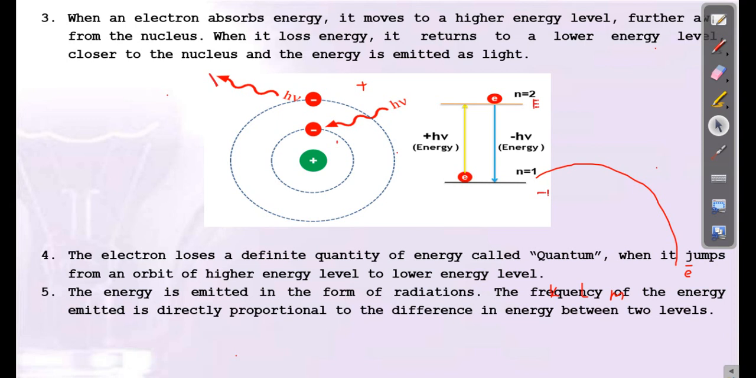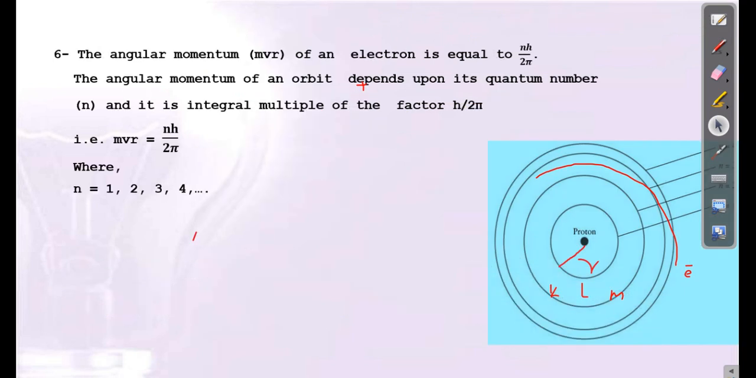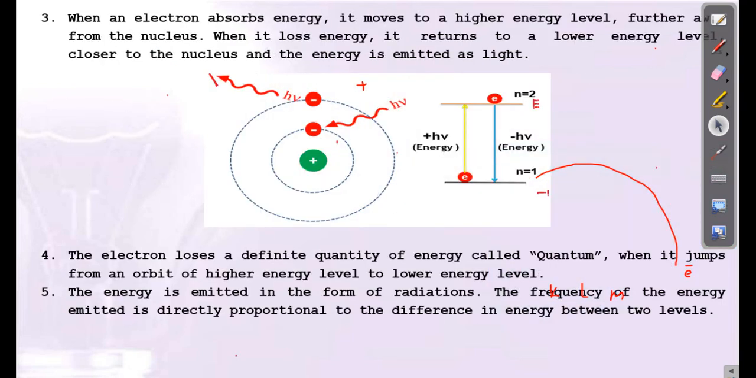For example, this one is energy level 1. If a photon is incident on an electron, look at this. For example, this is a photon, and this is the energy of the photon. This energy in this photon is incident on an electron. Then the electron moves from n equal to 1 to n equal to 2. It means the electron absorbs energy and moves to a higher energy level, and the higher energy level is away from the nucleus.